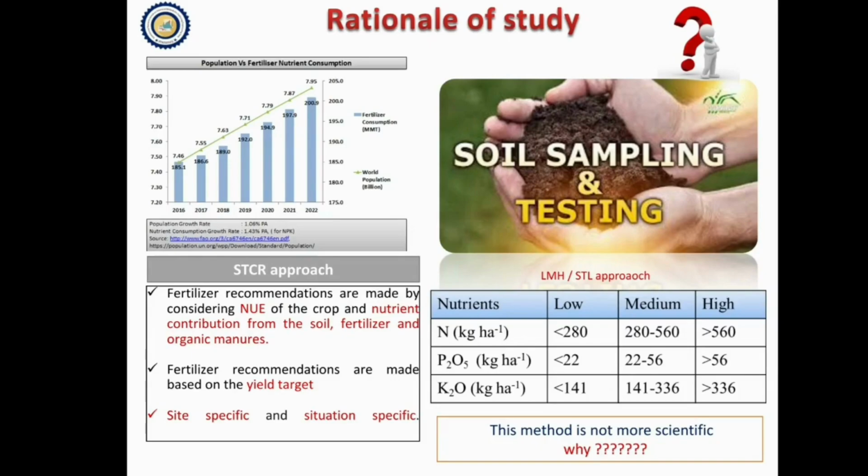So there comes the importance of the soil test crop response approach. As the name suggests, it takes into account the nutrient required by the crop, and a major key feature of this approach is that it develops equations through multiple regression analysis for a specific yield target of the crop, which is very unique.